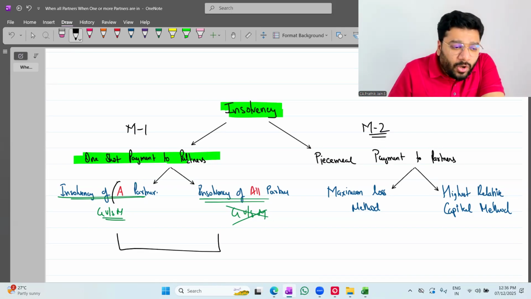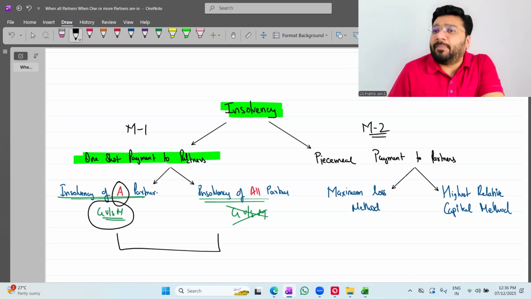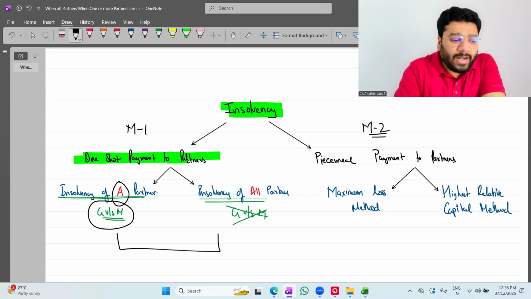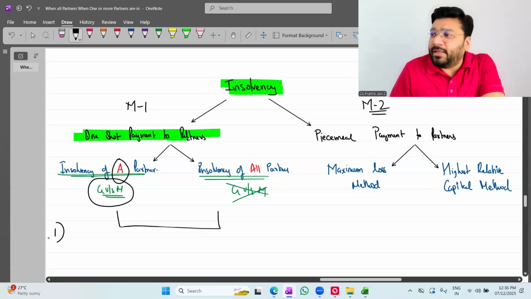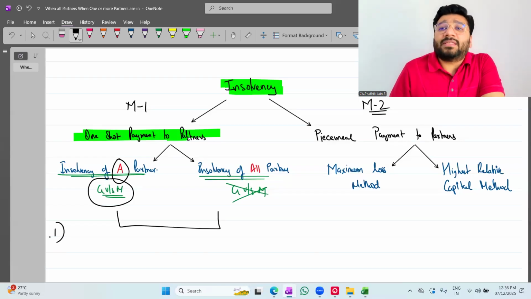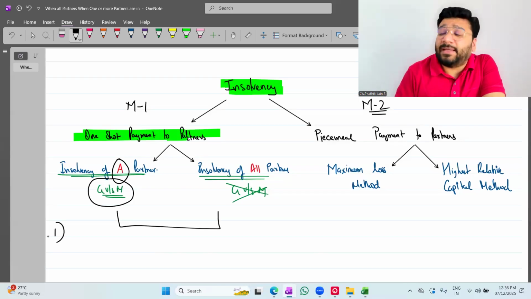One is insolvency of a partner, in which we apply the Gardner versus Murray rule. In this, what happens? The main keyword here is that if there is any realization loss, that realization loss has to be brought in the form of cash by the solvent partner. That is one key term here.